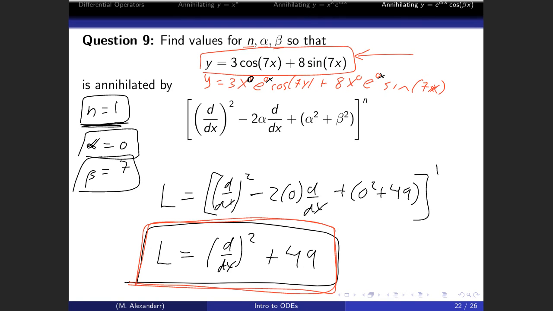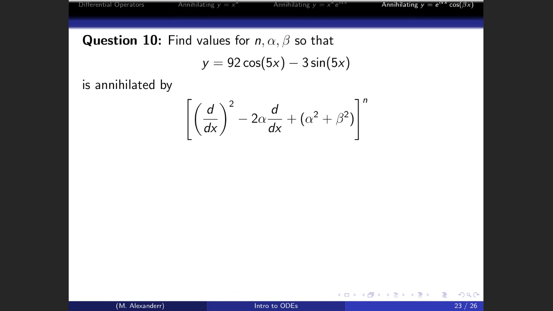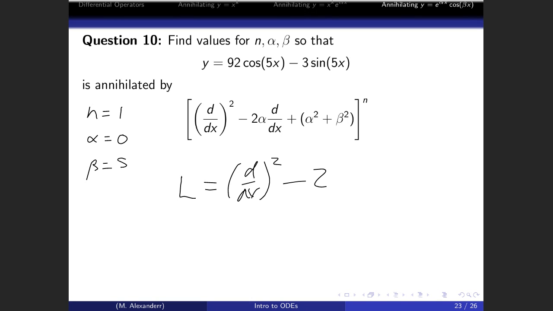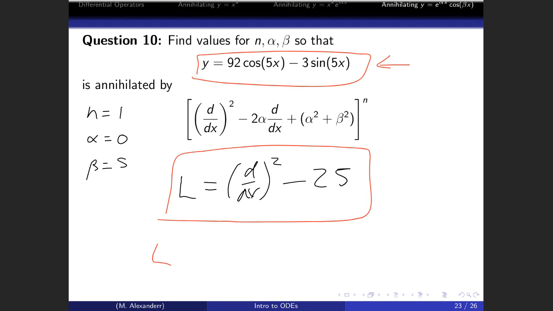So now let me give you another test question. A little bit faster now. We can already identify that the n has to be 1. The alpha is going to be 0 because there is no exponential, there is no x in the formula. And the beta that we have is going to be a 5. If you look at the work from before, you can automatically say that this is going to be d dx squared minus 25. So that's after you see the pattern from before. This operator in red is the operator that cancels out this function in the very beginning. So L, when you apply it to the y function, is going to give you 0, and you can check that if you wanted to.